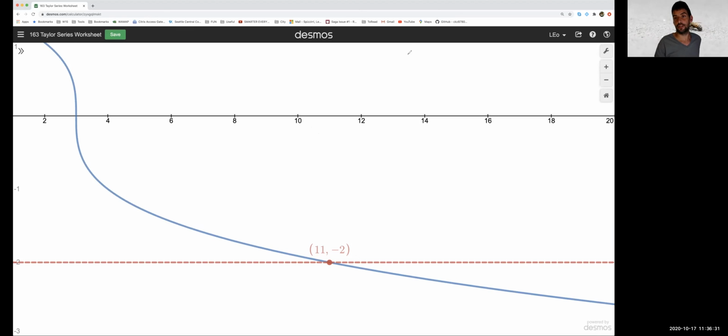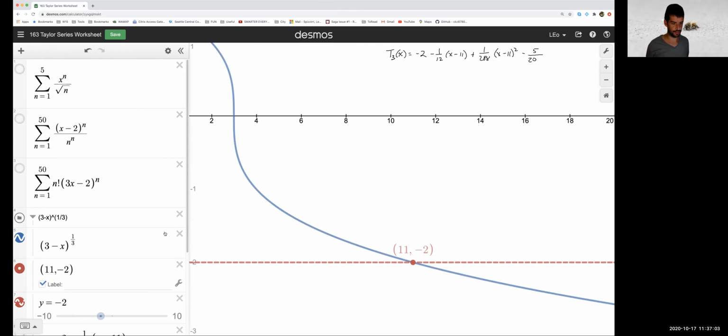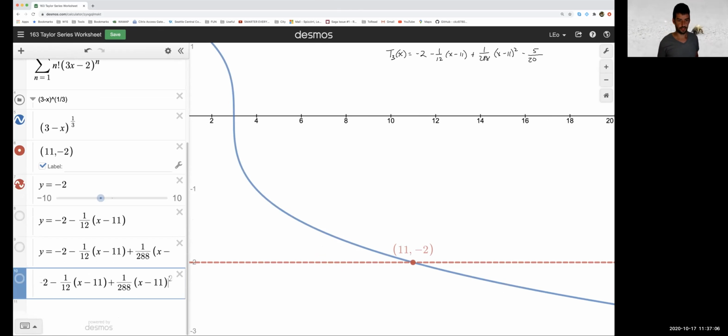Our Taylor polynomial was -2 minus 1/12 times x minus 11, plus 1/288 times x minus 11 squared, minus 5 over 20,736. Let me look again, sorry. I can't quite remember what that was. 20,736, okay. Let's hide this again.